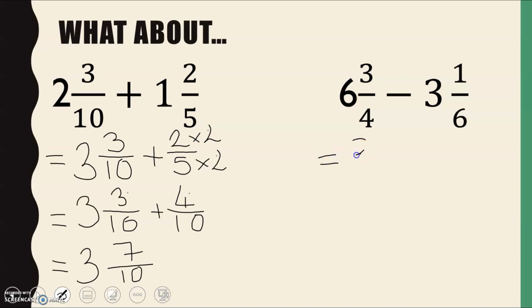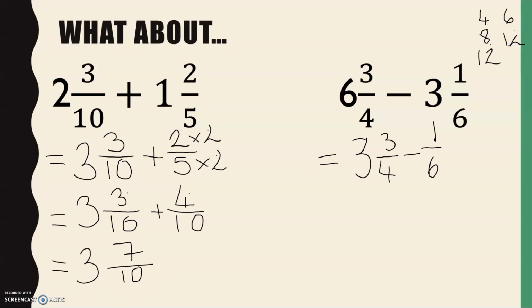6 take away 3 is going to give me 3. And I've still got 3/4. And we're going to take away 1/6. I'm going to have to think then, I can't make my 4 into a 6. 6 isn't in my 4 times table. So if I start with 4, and then 8, and then 12, and then my 6 times table, well, I've got 6, 12, so I know that 12 and 12 match, so I need to turn my 4 into 12.